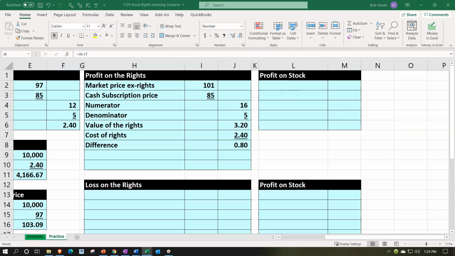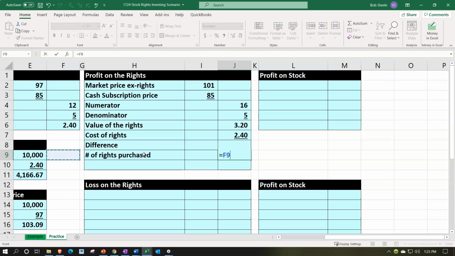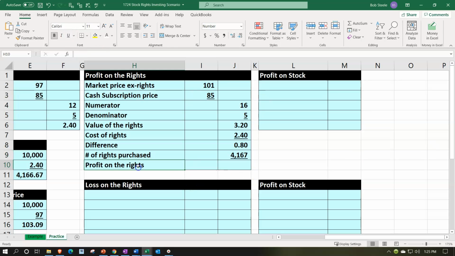And then the number of rights that we could have purchased. How many rights could we have purchased? We're going to pick up the number of rights at the 4166. This is rounded once again, so 4167, font group and underline. The profit of the rights would then be equal to the 80 cents times that 4167. So there we have that.